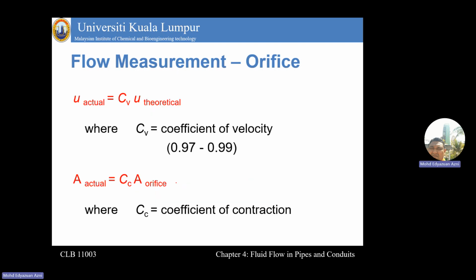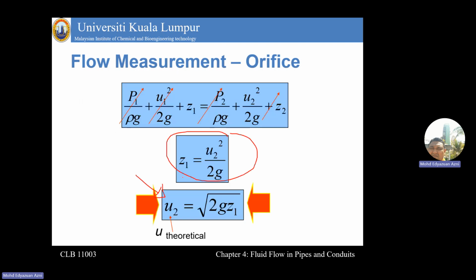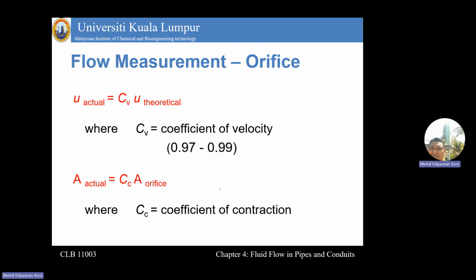Okay, so if we have the value of the theoretical velocity, we can also convert it into an actual velocity by using CV, the coefficient of velocity. We can calculate U actual using the formula CV times U theoretical, where U theoretical we get from the earlier formula, times CV, the coefficient of velocity.